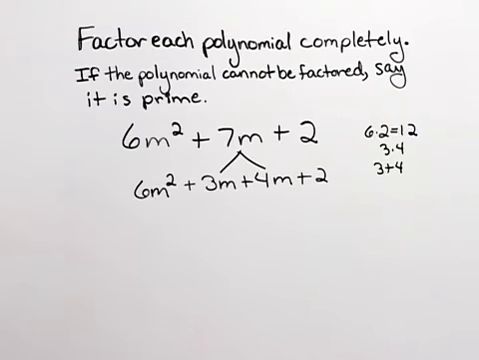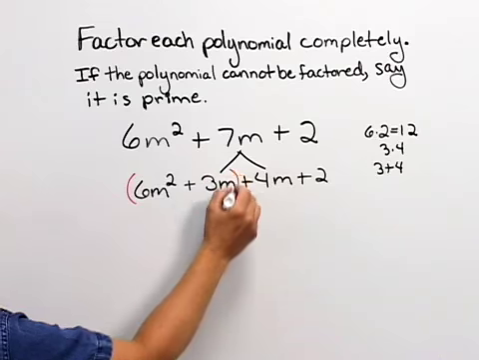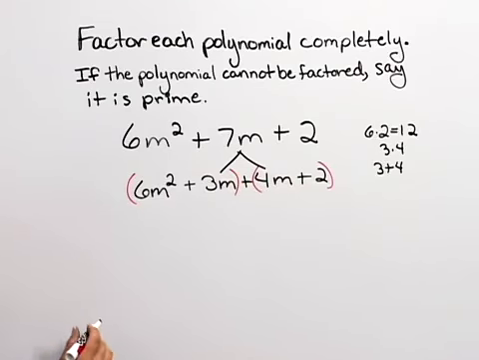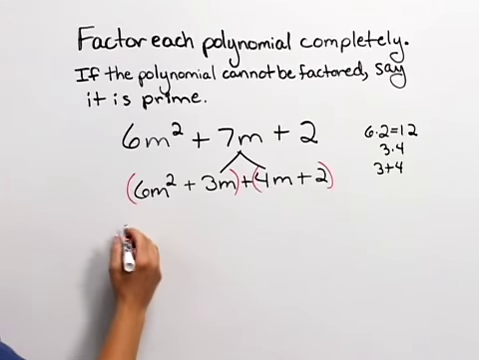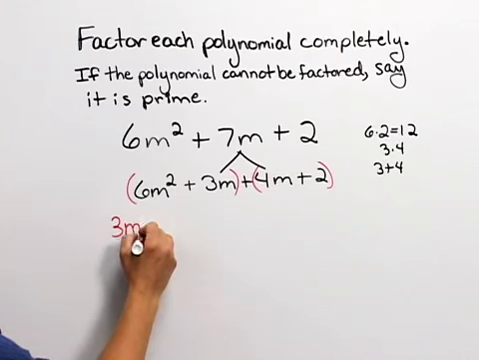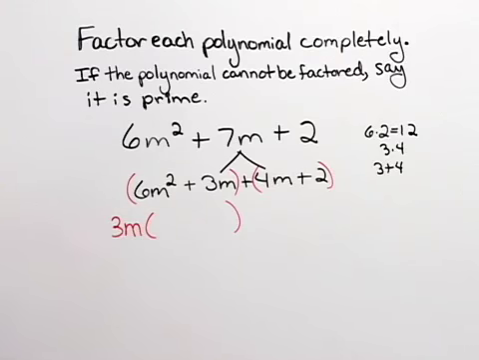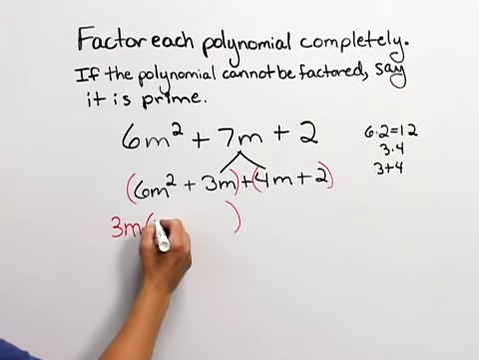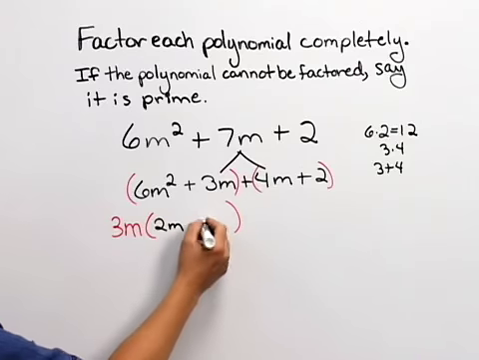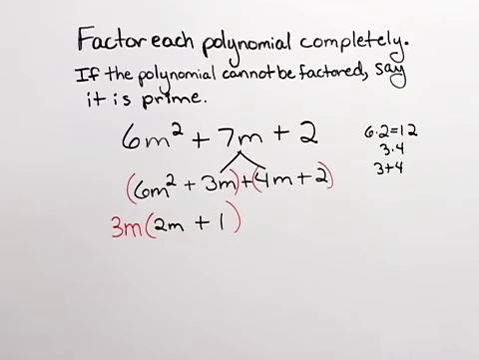Now that we have 4 terms, we will go ahead and group our first 2 terms and our last 2 terms. The first 2 terms both have a 3 and an m that will divide into both of them. So we'll factor a 3m out. 3m divides into 6m squared, 2m times, and 3m divides into 3m once.